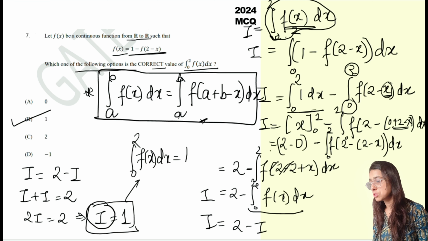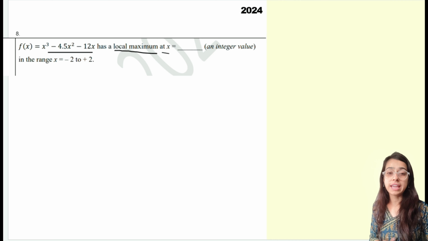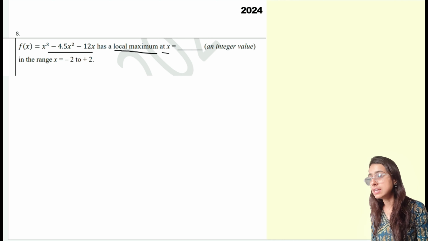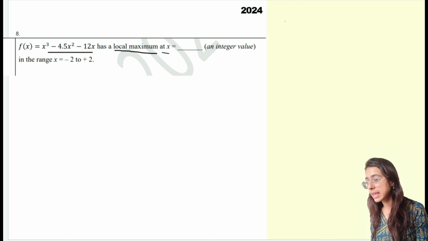f of x is x cube minus 4.5 x square minus 12x has a local maxima at x. तो आप देखिए यहाँ पर मिनिमा और मैक्सिमा के बहुत सारे क्वेश्चंस आ रहे हैं, तो आपको जनरल प्रॉपर्टीज पता होनी चाहिए जो कि हमने लास्ट वीक कुछ क्वेश्चंस में देखी है. सबसे पहले हम क्या करते हैं? f dash of x निकालते हैं. So f dash of x and then we will equate it to 0.